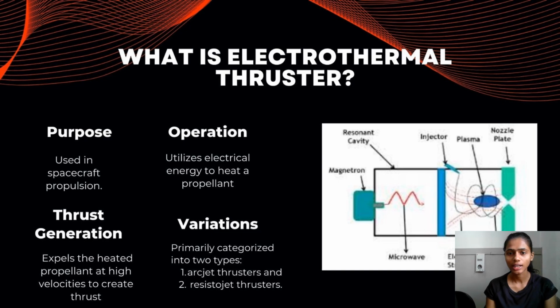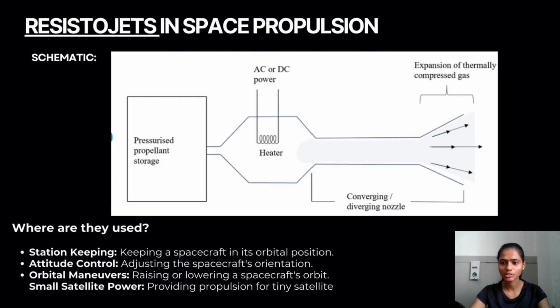And in the electrothermal thruster we have two variations. The first one is the arc jet thruster and the second is the resistor jet thruster. The schematic diagram is of the resistor jet thruster. It is a type of electrical propulsion engine used in a spacecraft in space.